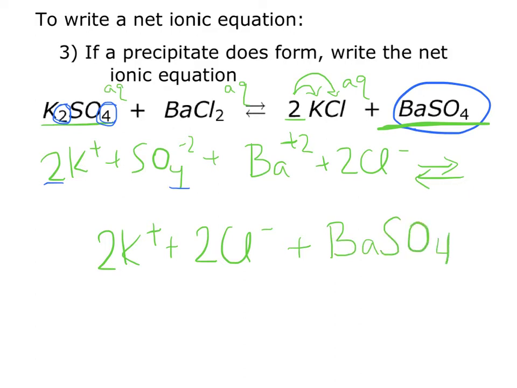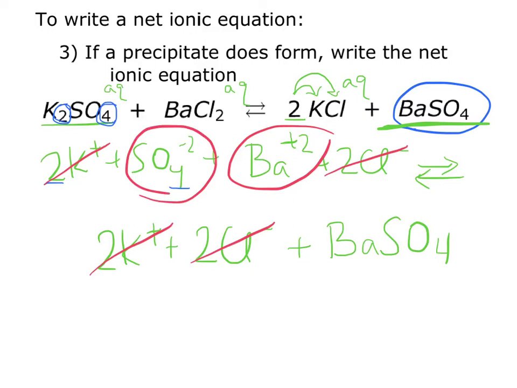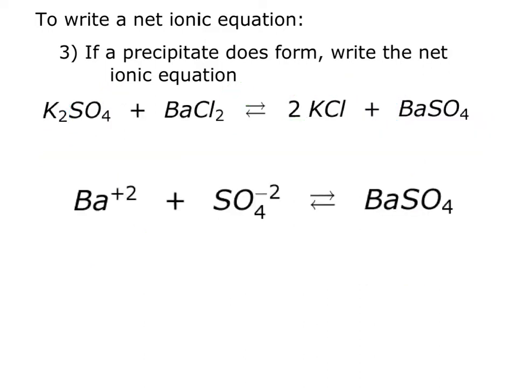So now all I have to do is cancel out what appears on both sides. I see that there's 2 K pluses on the left and 2 K pluses on the right. I see that there are 2 Cl minuses on the left and 2 Cl minuses on the right. So I end up with Ba plus 2 plus SO4 minus 2 makes BaSO4.